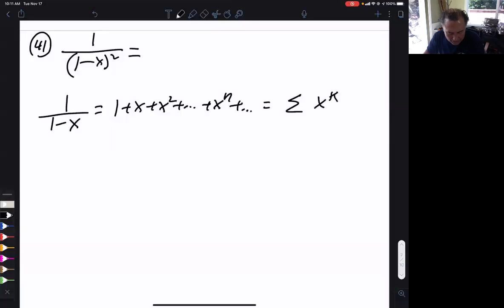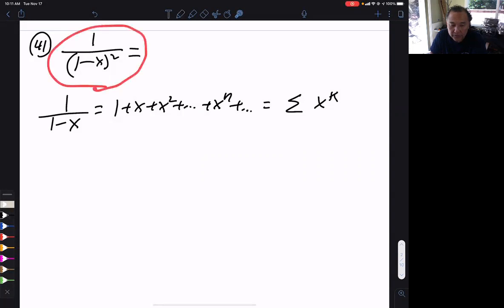So this is chapter 10, section 2, number 41. They want you to find the power series for this. And once again, we could create that using the Taylor polynomial formula that we had in 10.1. But that's a lot of work. Instead, they ask us to use a known power series for 1 over 1 minus x.